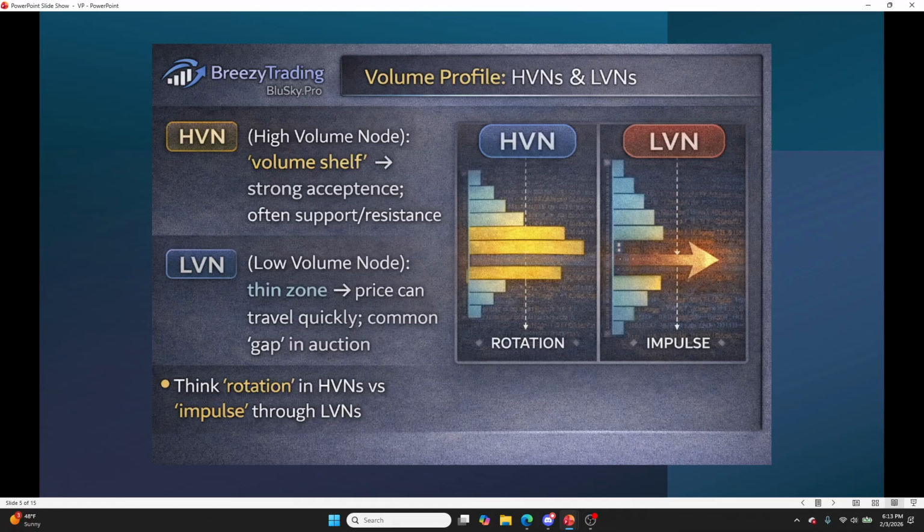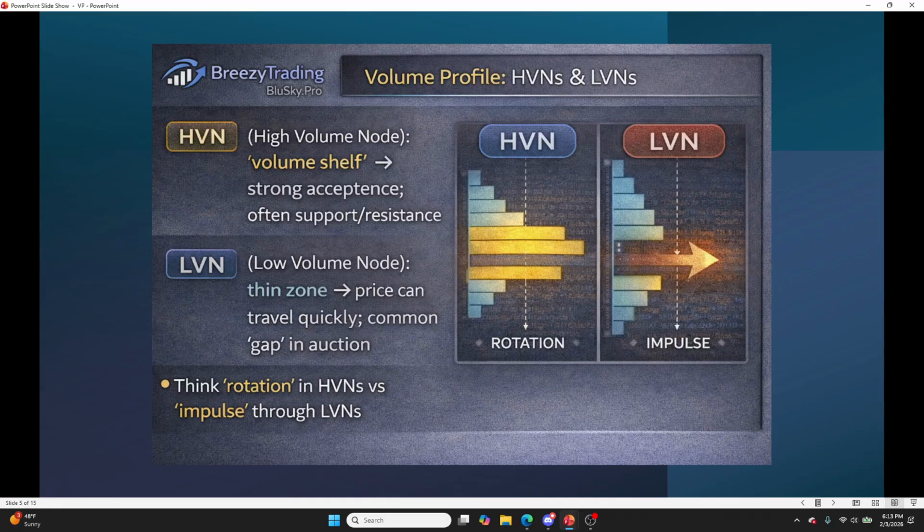So HVNs and LVNs, right? High volume nodes and low volume nodes. The high volume nodes are typically what you're going to see at your point of control. It is what's called a volume shelf, where you have strong acceptance and you have agreement across bulls and bears that this is where price belongs, right? And it also often is going to be your strongest support and resistance.